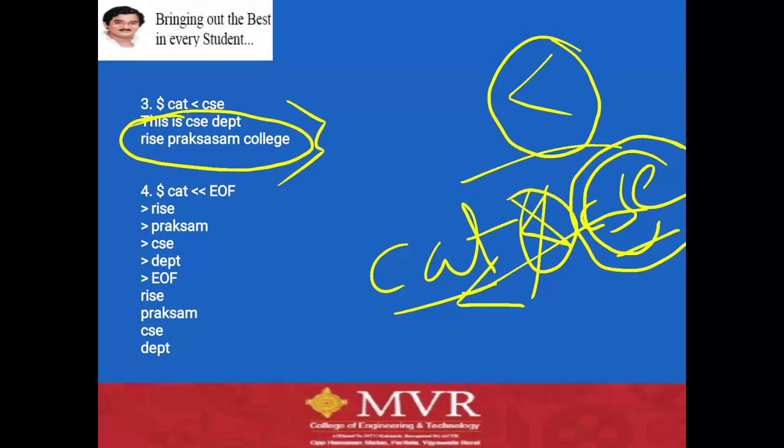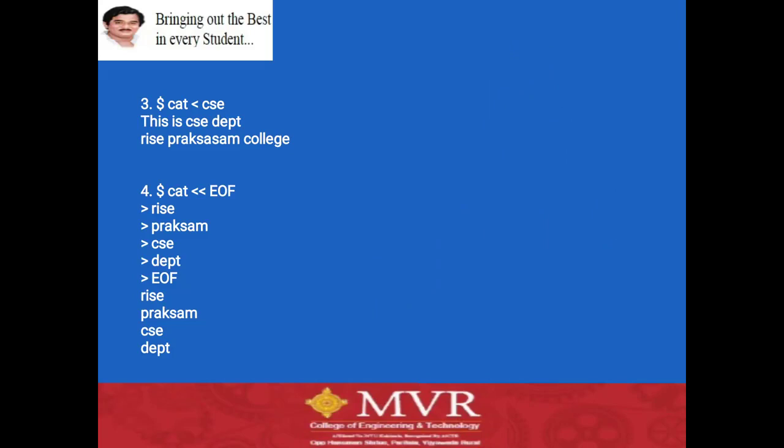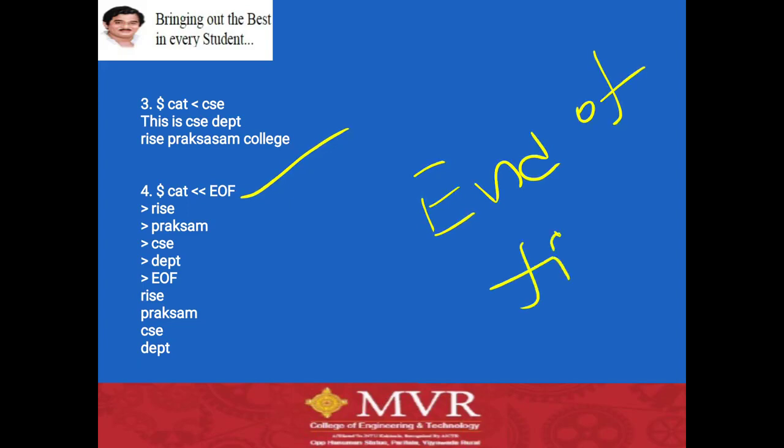Then here is cat with the double less than symbol. This double less than symbol is used in special cases. For example, if you write cat double less than EOF, EOF is nothing but end of file. It is a marker; end of file is specified as EOF. So what happens is that until you enter EOF, this command will accept input.